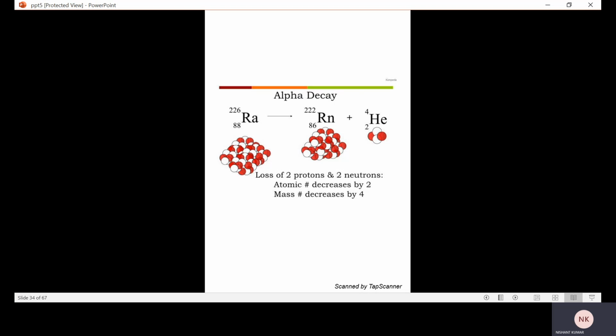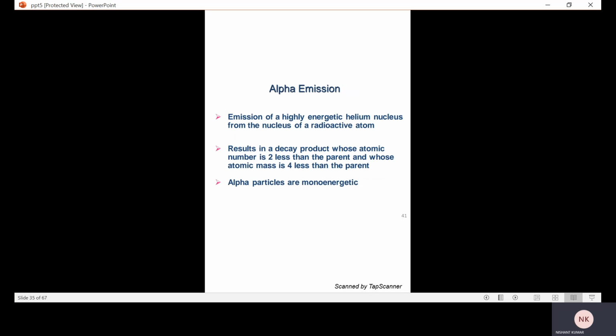Here is the example of radium. Radium decays into radon and a helium nucleus. Radium lost 2 protons and 2 neutrons. Alpha emission: emission of a high energy helium nucleus from the nucleus of a radioactive atom results in a decay product whose atomic number is less than the parent and whose atomic mass is less than the parent.